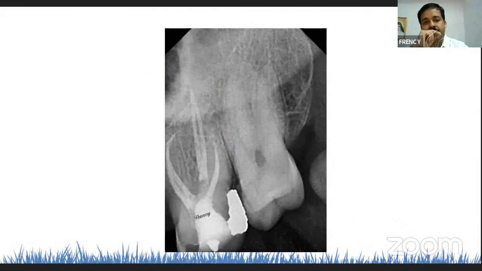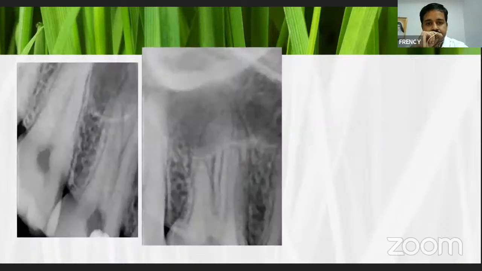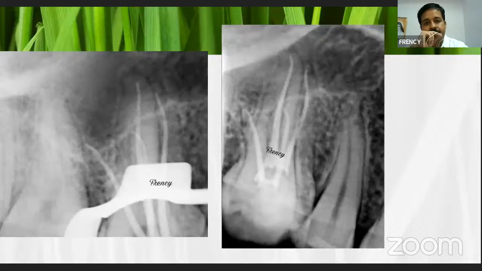Sometimes there may be an additional palatal canal also. Sometimes it may be joining, or sometimes it may be separate. So sometimes the maxillary molars may have a bifurcated or double palatal root. Here you can see some variations in the anatomy of a maxillary first molar. You can see 4 separate roots. So 2 palatal canals were there. 2 palatal roots are also there. So this is the 2 palatal canal orifices.